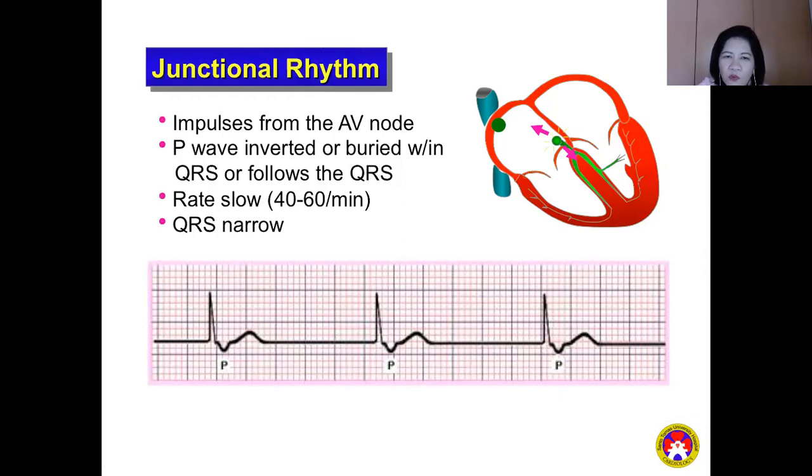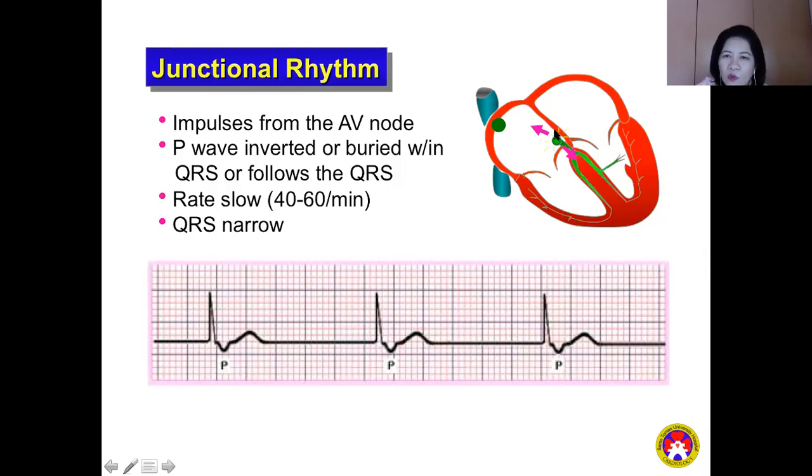So the AV node will fire at 40 to 60 per minute. If the AV node fires, the wave of depolarization will be conducted to both bundles. So you still have a facilitated transmission to both ventricles, so the QRS complex will still be narrow.